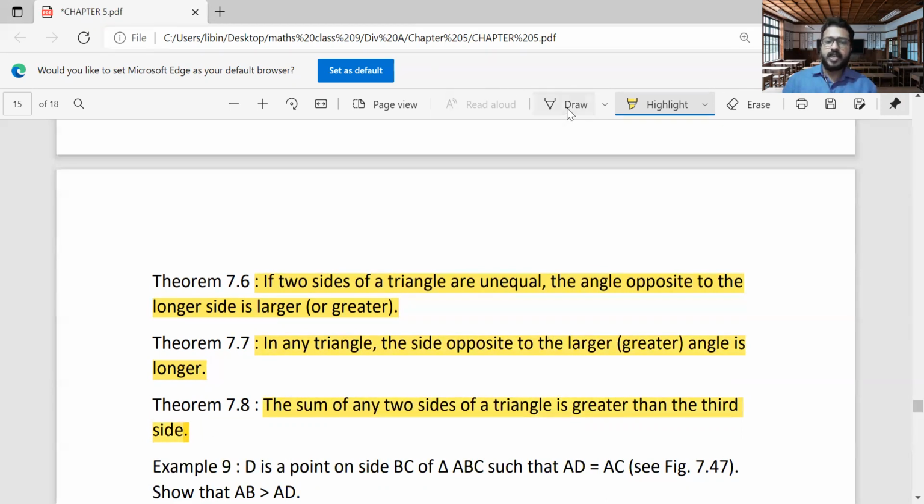I will just show you how we draw a triangle. Suppose we are given measurements. Consider it as a... let us see.